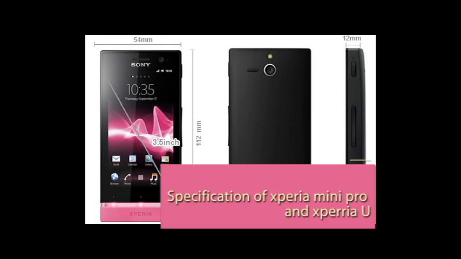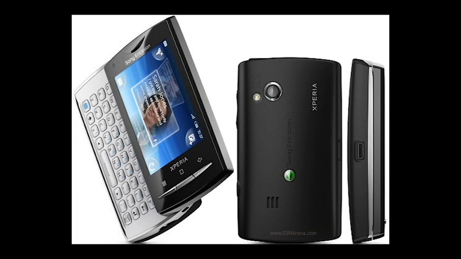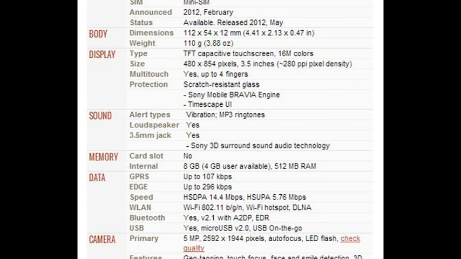Okay, we're gonna see the main features of both phones. From the OS, we could see that both phones have the same default OS, Gingerbread Android. But for the Mini Pro, you could only upgrade up to 4.0 or ICS. For the Xperia U, the limit is the same, but you can try Jelly Bean. I don't know the performance when you use Jelly Bean on the Xperia U, but you can try it.